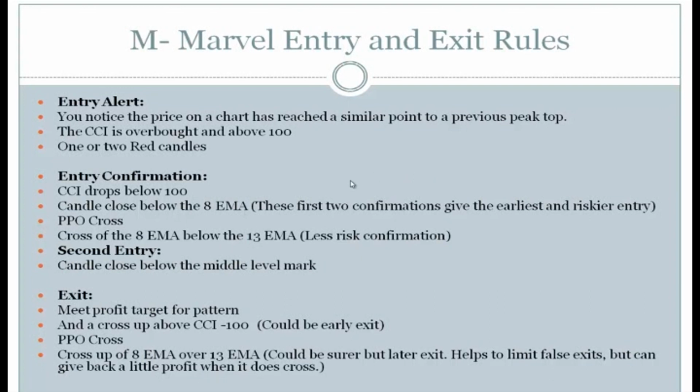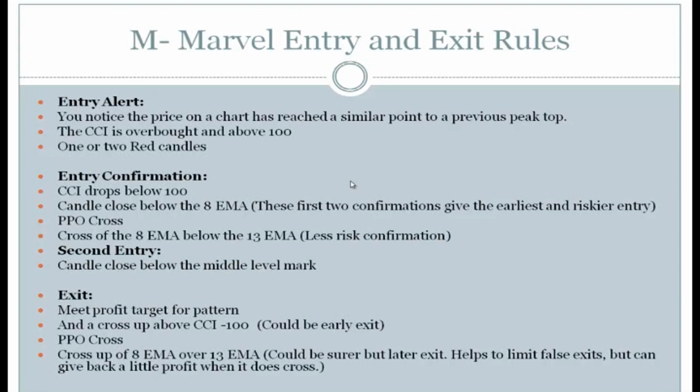There is a candle close below the 8 EMA. These two entry confirmations give the earliest signals, and yet it can be the riskiest entry, that before you have a PPO cross down can be premature, but they give you the earliest signals, and if you're a risk taker, you could enter prior to a PPO cross. When you actually have the 8 EMA cross over the 13, this is the least risky, and you can see how all of these strategies kind of tie in together.